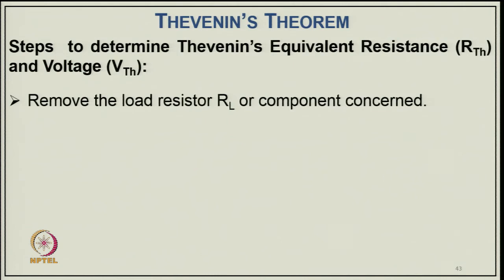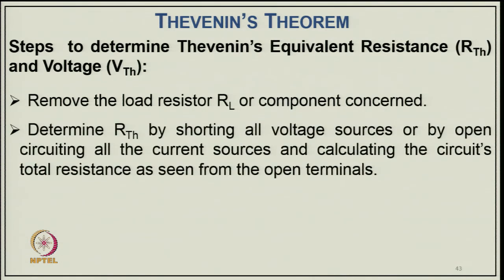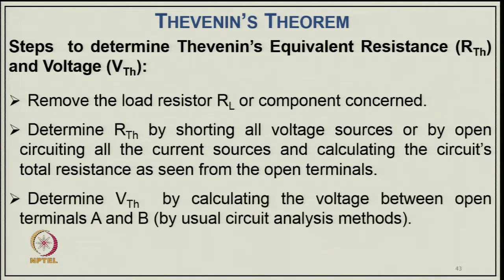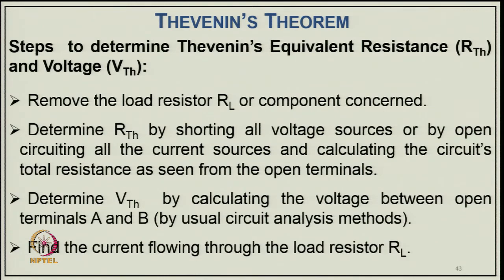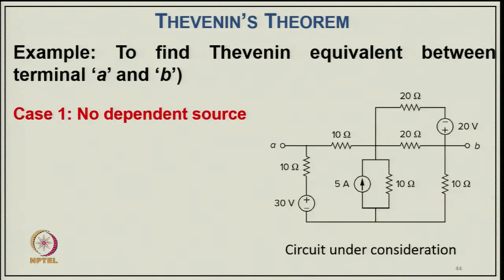Then step 2, determine the Thevenin equivalent circuit and voltage. Remove the load resistor RL and any component connected across the output terminals, and determine RTH by shorting all the voltage sources or open-circuiting all the current sources and calculating the total circuit resistance as seen from the open terminals across which you are finding the Thevenin equivalent. Determine VTH by calculating the voltage between the open terminals A and B by the usual circuit analysis methods, and find the current flowing through the load resistance using this Thevenin equivalent circuit.